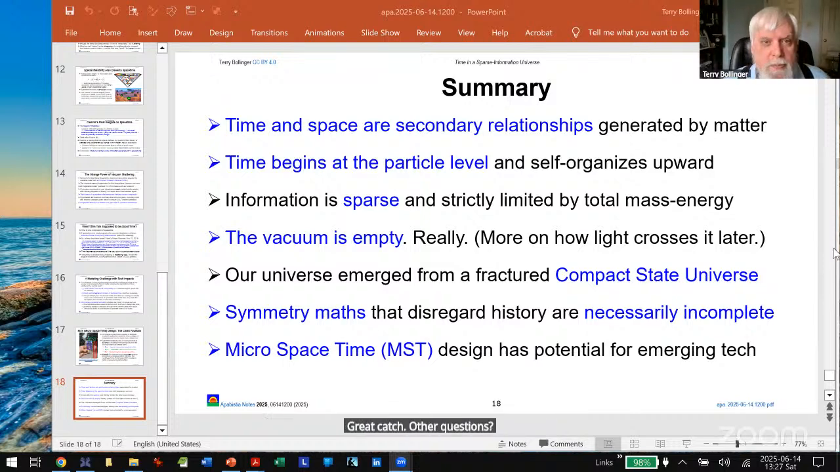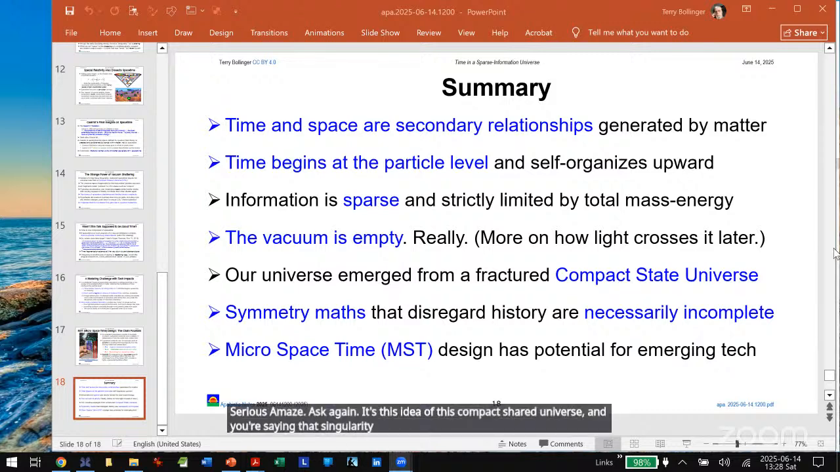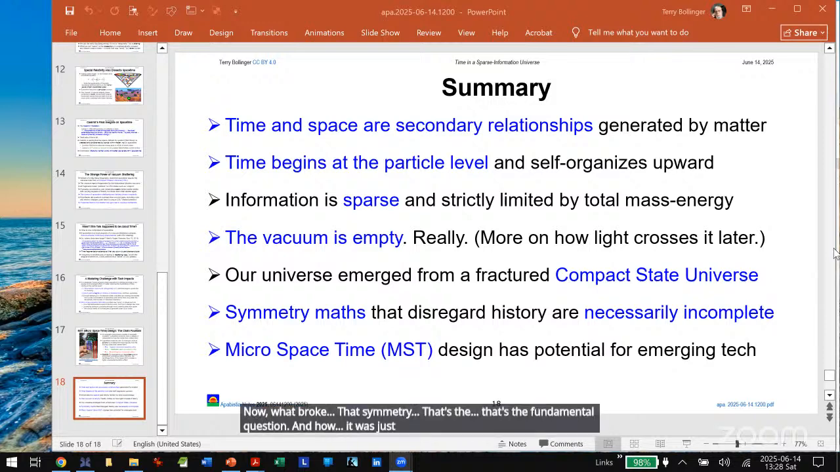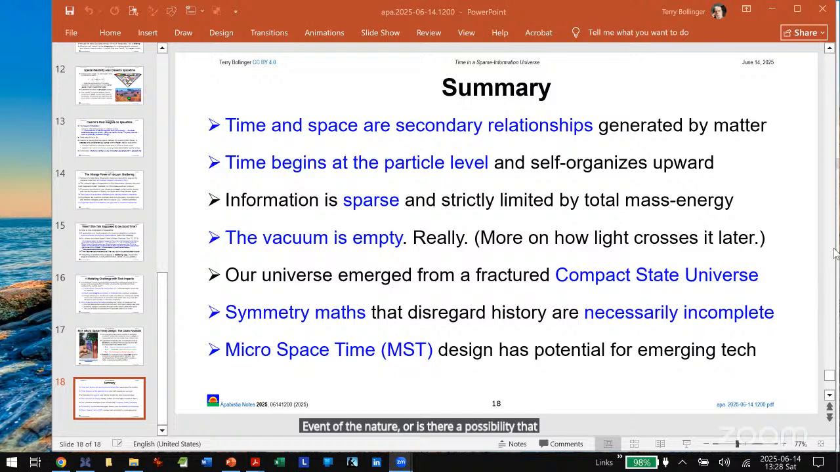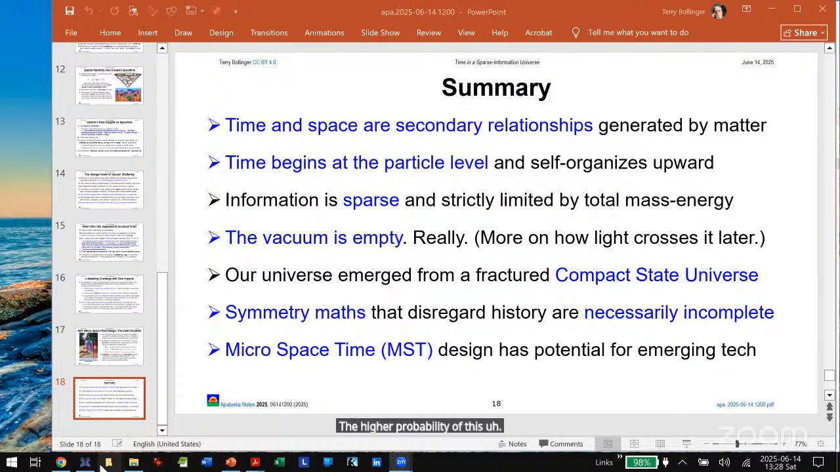Other questions? Sir, if I may ask again, is this idea of this compact shared universe, and you're saying that singularity is out of the question. So I'm supposing that the compact shared universe was a kind of symmetrical state of fluctuations. Now, what broke that symmetry? That's the fundamental question. Was it just a fluke event of nature, or is there a possibility that the thing can happen again and again? Is there a higher probability of this breakage reoccurring?